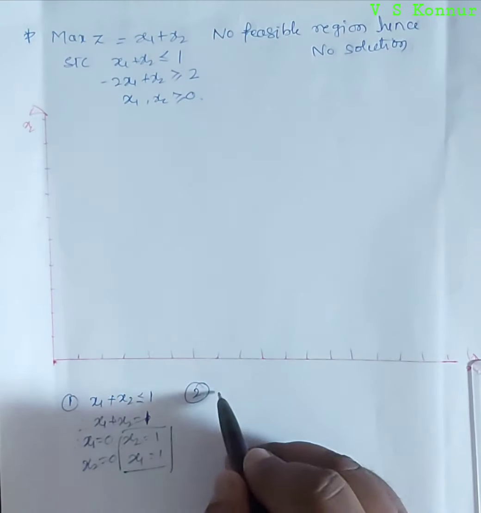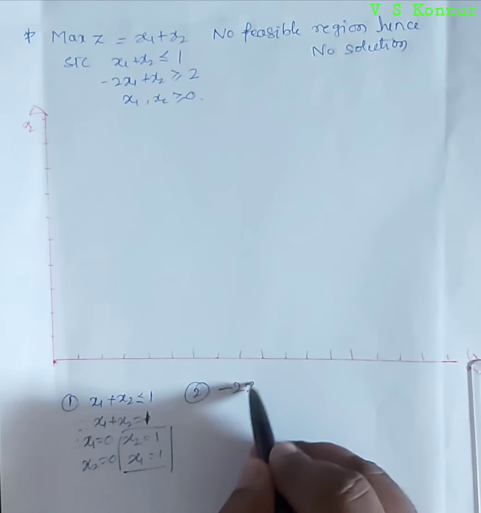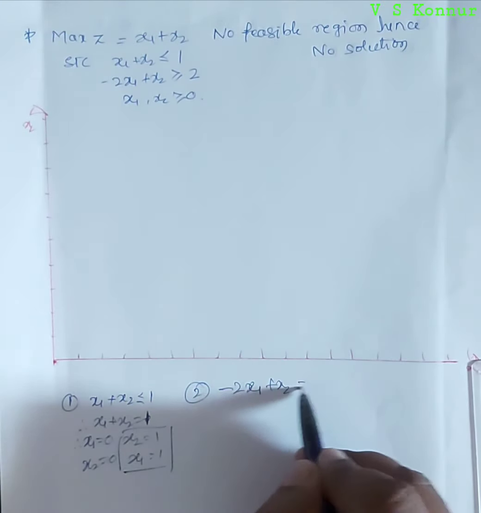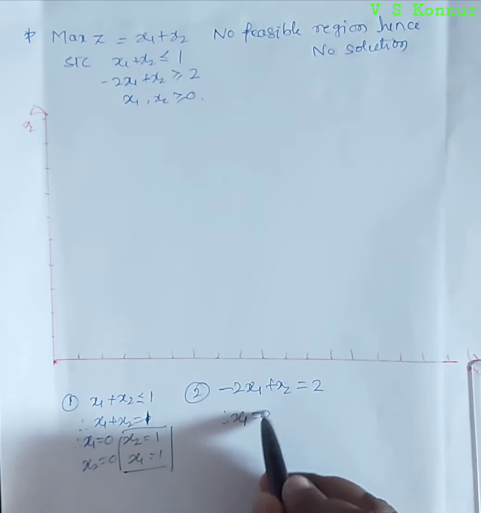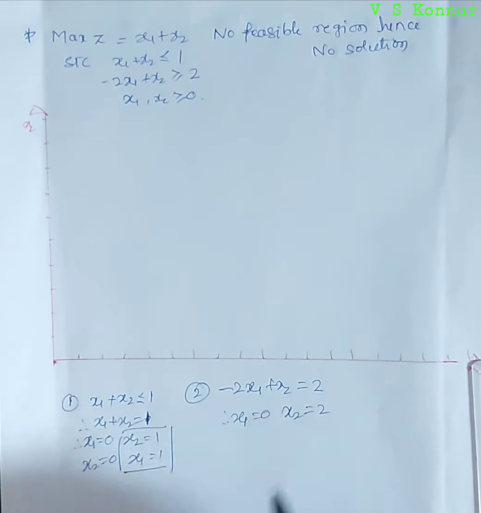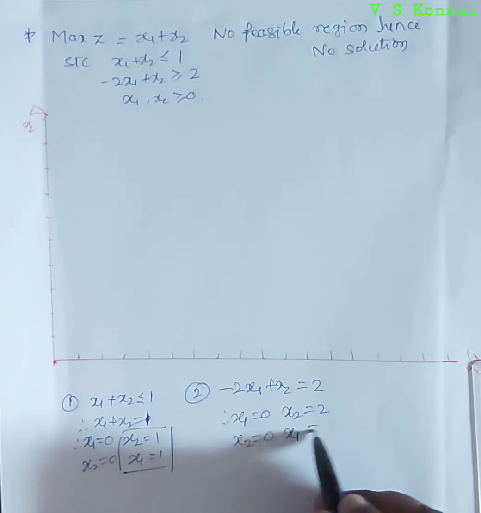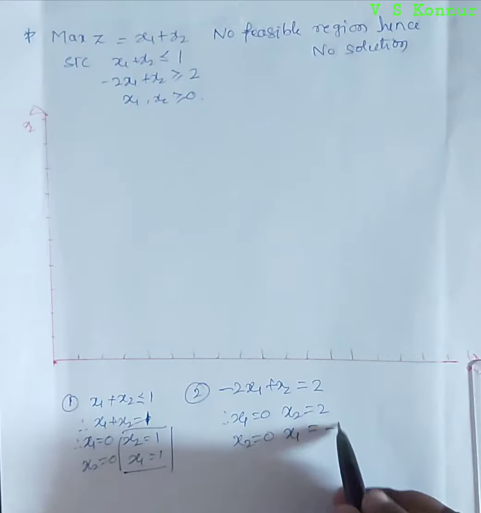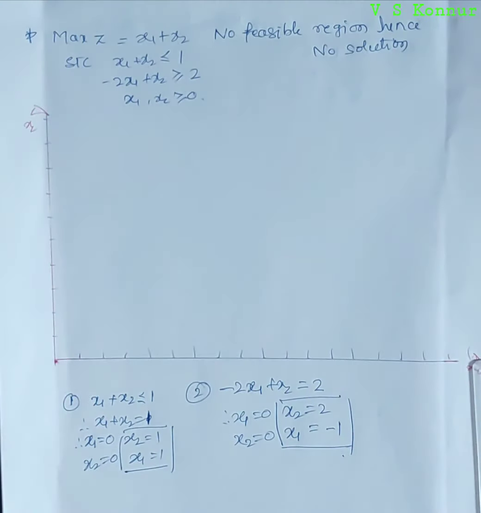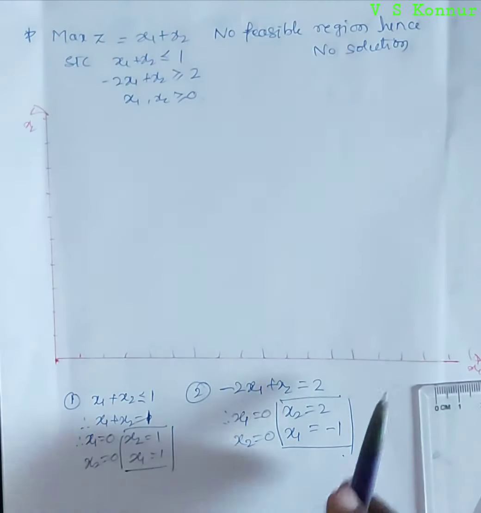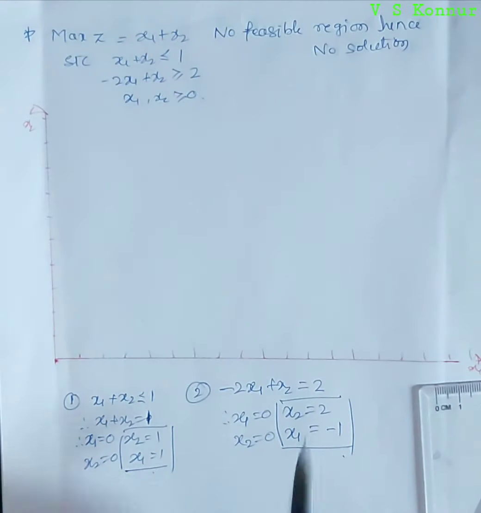Second constraint, minus 2x1 plus x2 is greater than or equal to 2. Put x1 equal to 0, x2 equal to 2 we will get. Put x2 equal to 0, we will get x1 equal to minus 1. So only two constraints are there. So now the maximum on x1 side is 1, x2 side is 2.